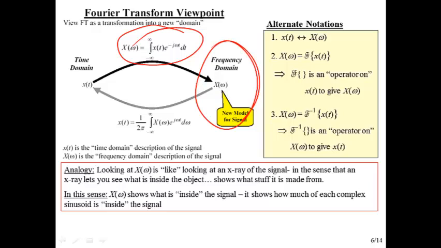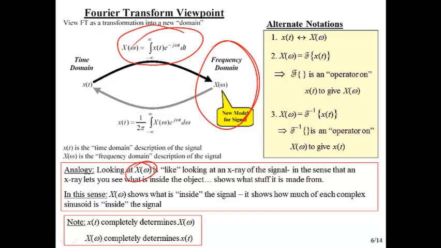So, you know, in a sense, this Fourier transform x of omega is a lot like looking at an X-ray of something. An X-ray allows you to see what is inside the body, where the bones are, what something is made out of. X of omega shows us what's inside the signal. It shows us how much of each complex sinusoid we need to build this particular signal.